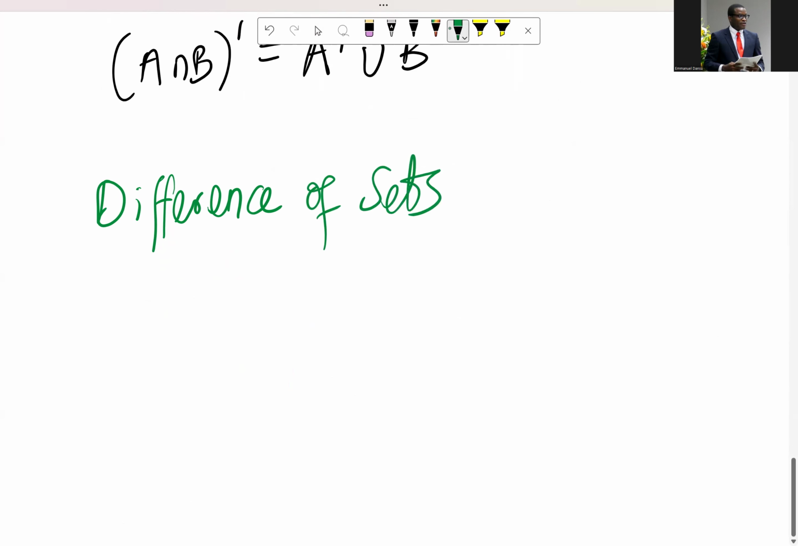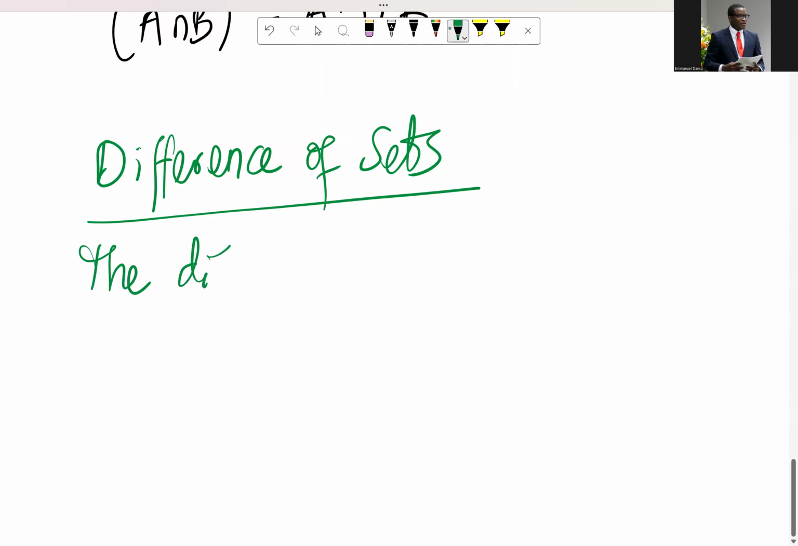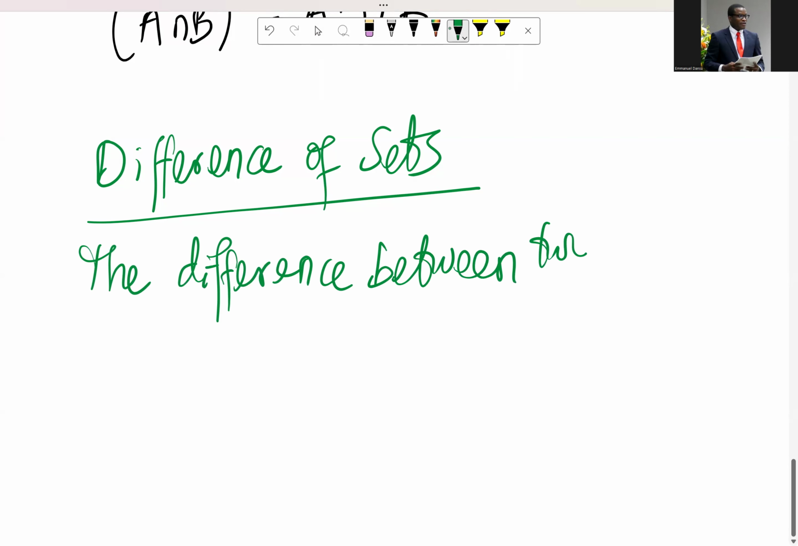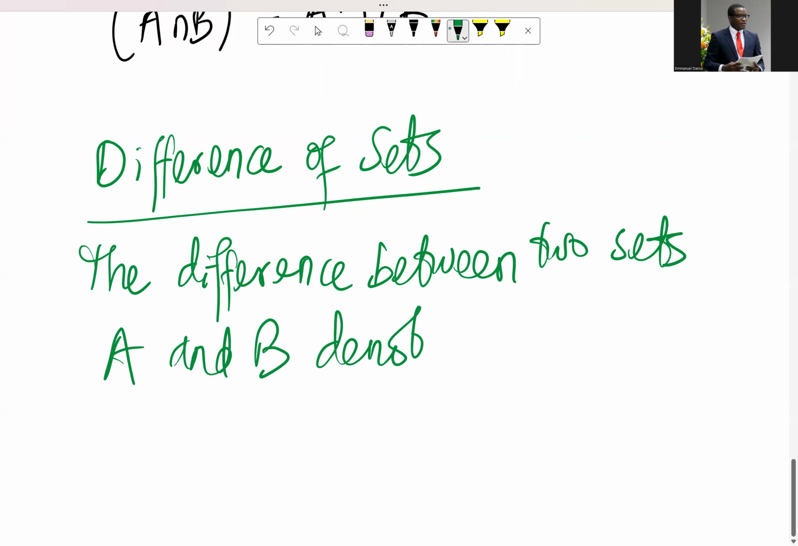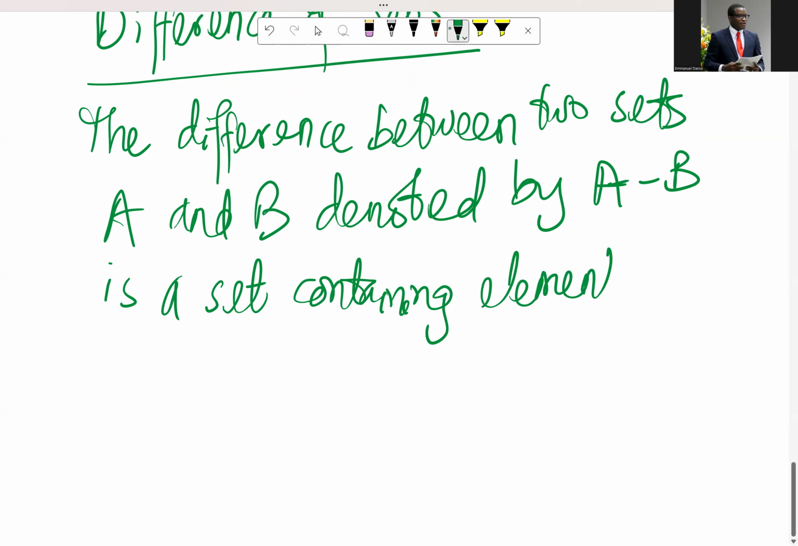So difference of sets. How do you find a difference between two sets? Of course, we know the whole idea of difference is subtraction. So if you have 4 minus 3, that's one, right? So for sets, how does that happen? You need to know that the difference between two sets A and B, denoted by A minus B, is a set containing elements in A, but not in B.